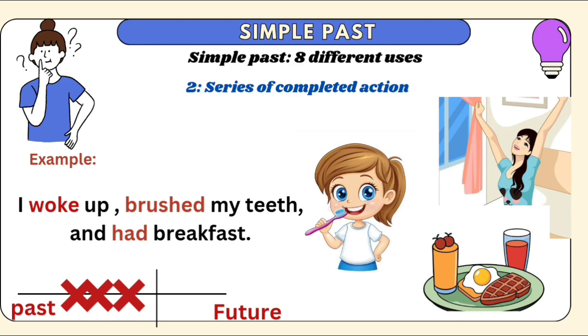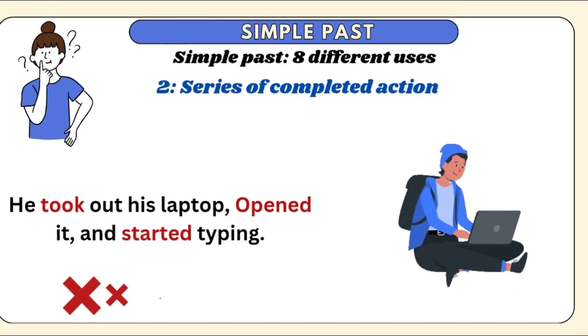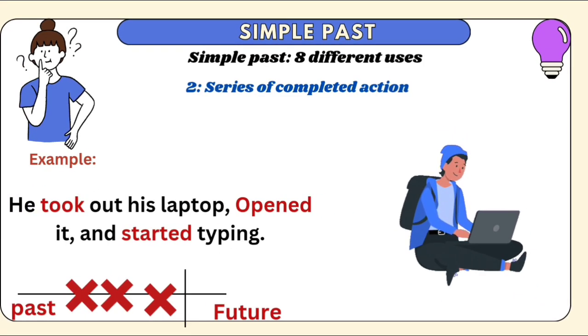Number 2, a series of completed actions. For example, I woke up, brushed my teeth, and had breakfast. 3 separate actions, but each one of those happened in the past. Here's another example. He took out his laptop, opened it, and started typing. 3 separate actions, all happening in the past.